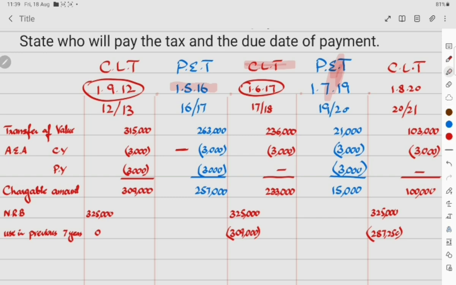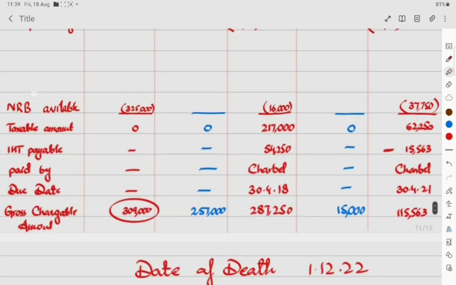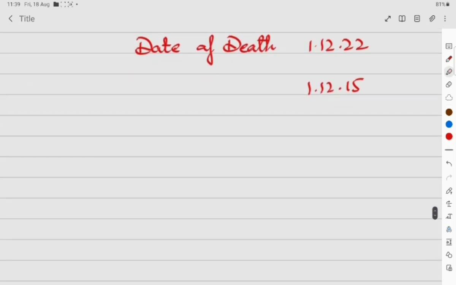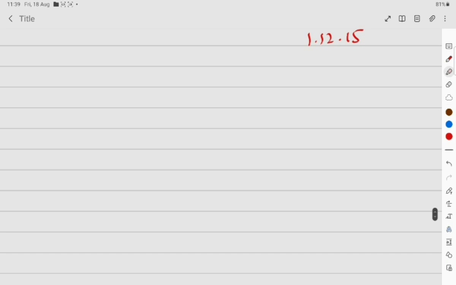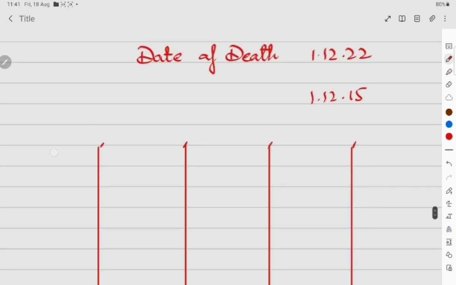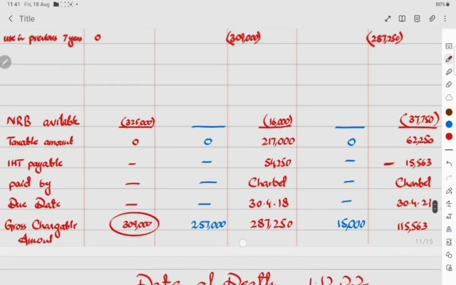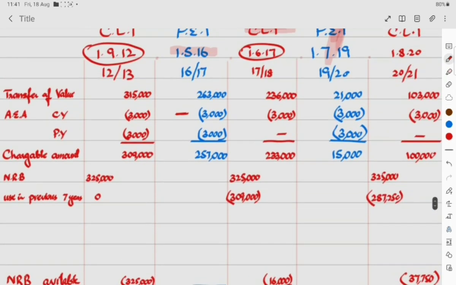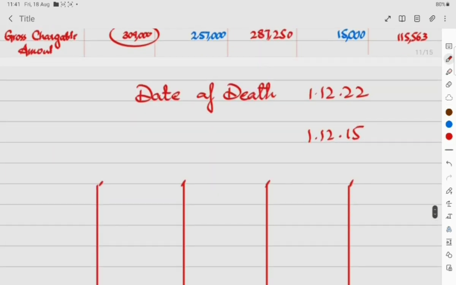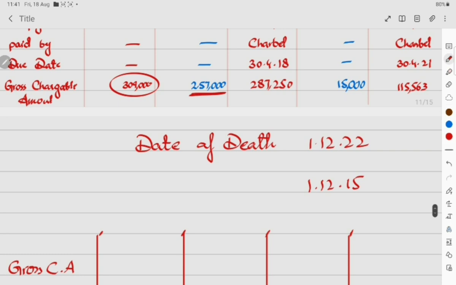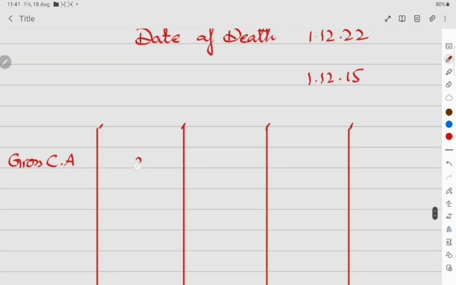So the application of nil rate band would be different in these years. Remember that on the date of death we have to start from the gross chargeable amount. So we have to start from the gift that was a potentially exempt transfer on 1st May 2016. First, it is the gross chargeable amount, and the gross chargeable amount of this gift is 2,57,000.